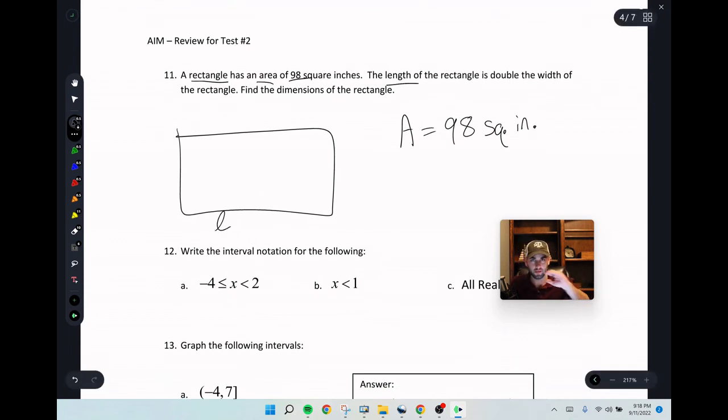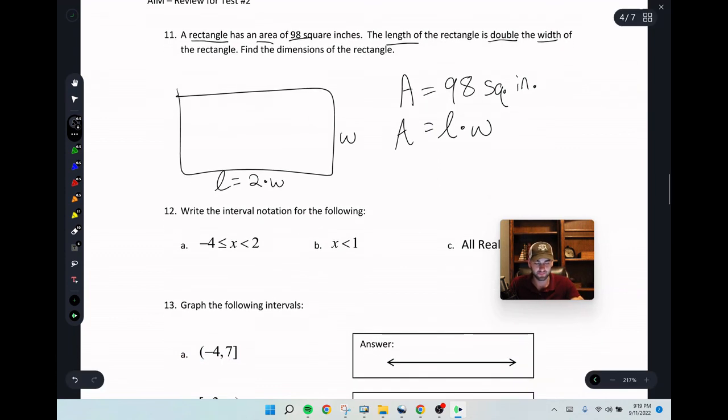The length of the rectangle, boom. Length, I wrote it. Every time I read something, I write it to make sure I know that I've used it. The length of the rectangle is double, okay. Length equals 2 times. I don't know what it's double, but I know it's 2 times the width of the rectangle. Find the dimensions. Okay, well, that's all I need to know right there. So now I'm just going to solve. I'm going to set up some stuff. I'm going to use the formula that I know, the area is length times width. Plug some of those numbers in and see what happens. Probably set 98 equals the length times width, and then probably plug something over there on the left into something on the right.